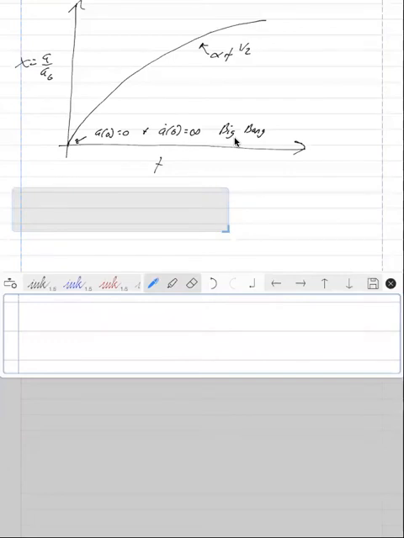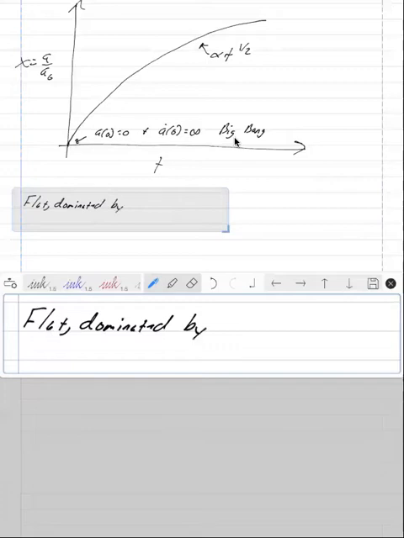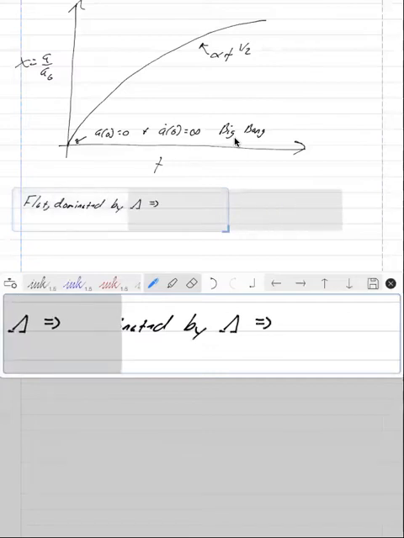All right, next we're going to do flat and dominated by a cosmological constant. In this case, all the others will be 0 except omega lambda 0 is equal to 1.